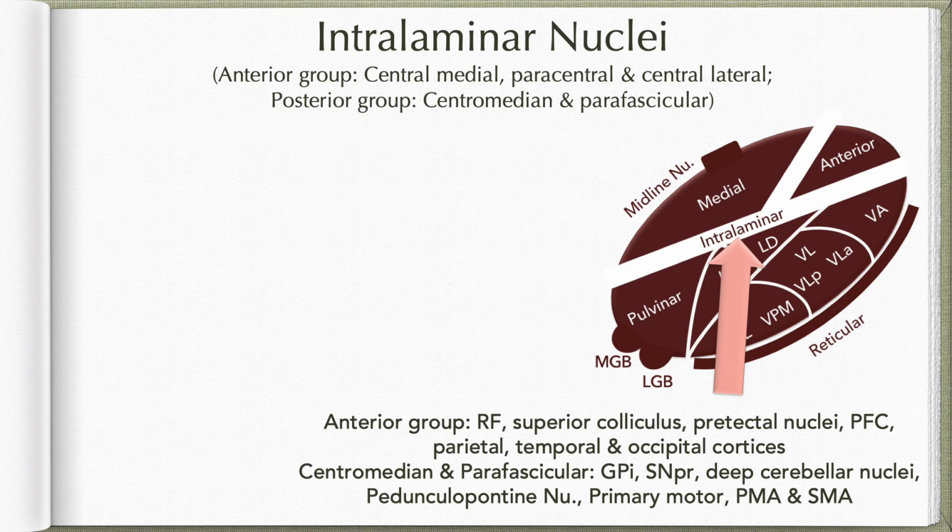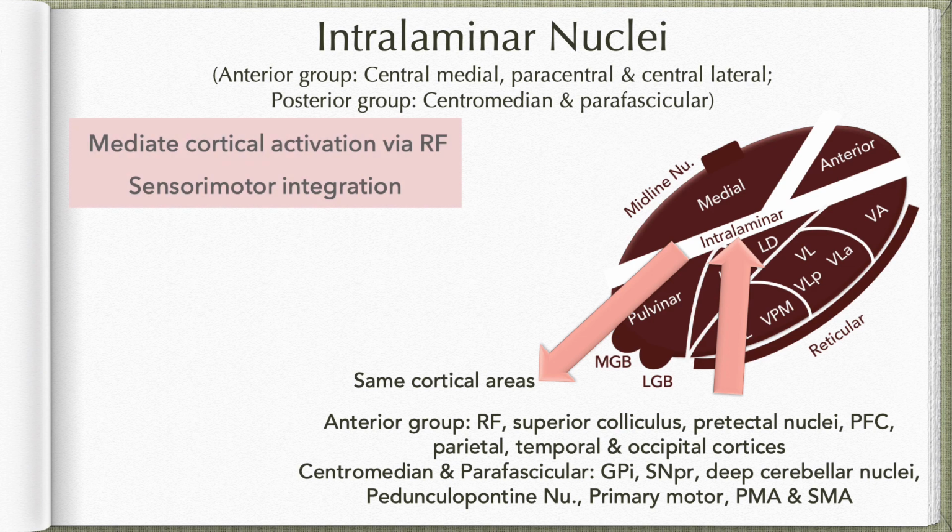Whereas the posterior group nuclei receive inputs from almost all motor areas, that is globus pallidus internus, substantia nigra pars reticulata, deep cerebellar nuclei, pedunculopontine nucleus, primary motor area, premotor area and supplementary motor area. Their output again is to similar cortical areas: the anterior group projects to the prefrontal cortex and various cortical areas in the parietal, temporal and occipital cortices, whereas the posterior group projects mainly to the motor areas.